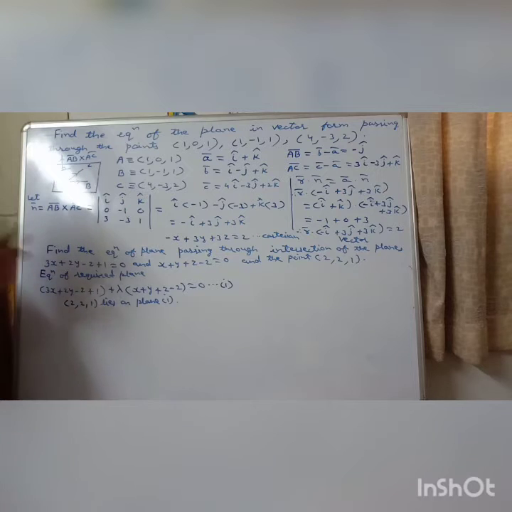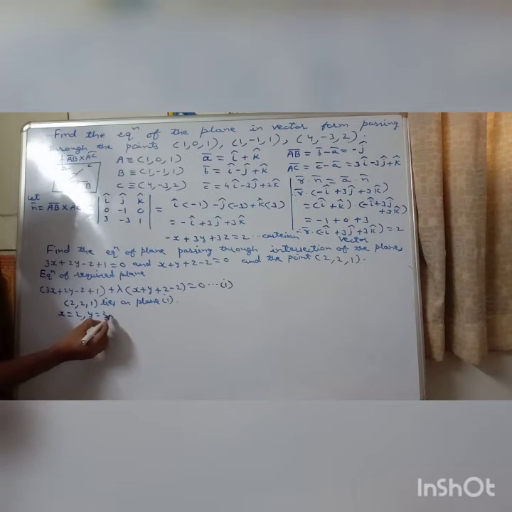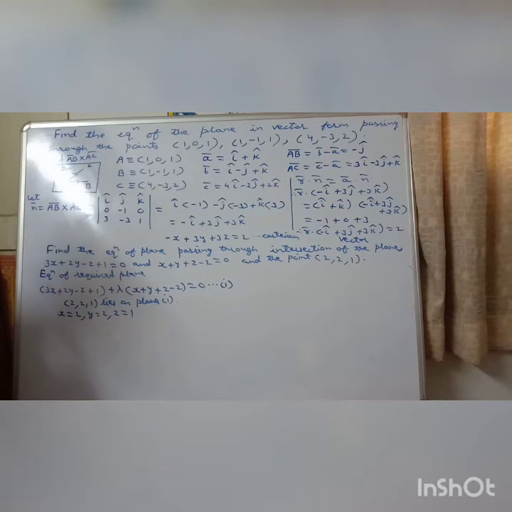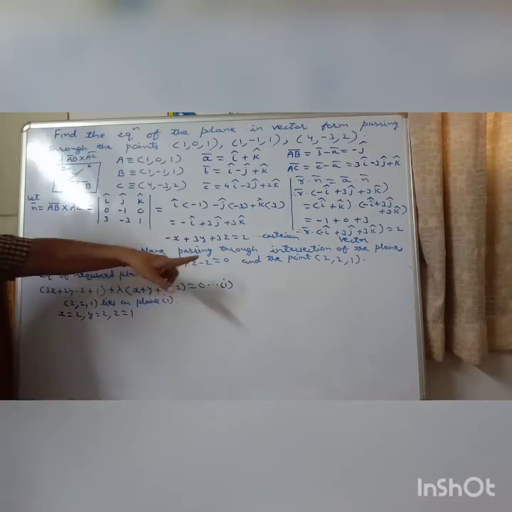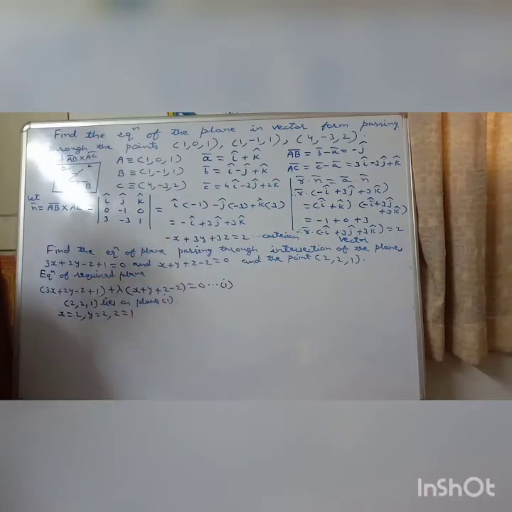As the point lies on the plane, its coordinates satisfy the equation of the plane. So put x equal to 2, y equal to 2, z equal to 1 in the equation of the plane. And when we put these values in this equation, only one unknown remains, lambda. So we get the value of the unknown lambda. And when we put the value of lambda in this equation, we get only one plane which is passing through the intersection of two planes and passing through the given point.